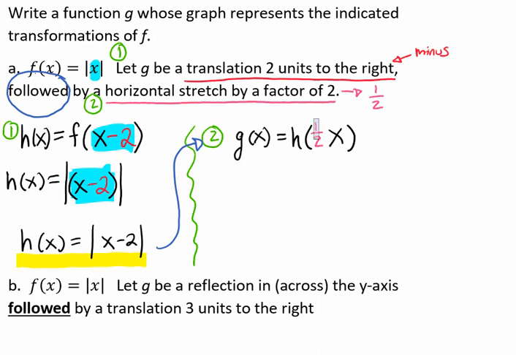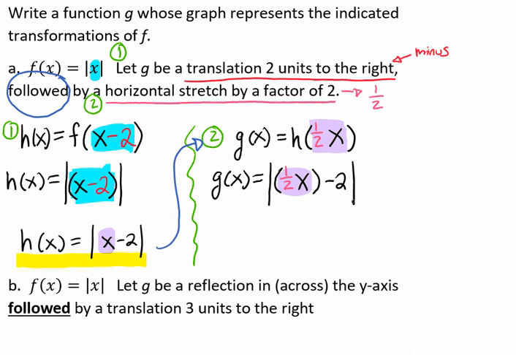So this 1/2 x is going to go into that x's spot right there. So now we have that g of x equals the absolute value, and remember, all of that's going to go into our x's spot. So we have 1/2 x. And then we still have that minus 2 right there.